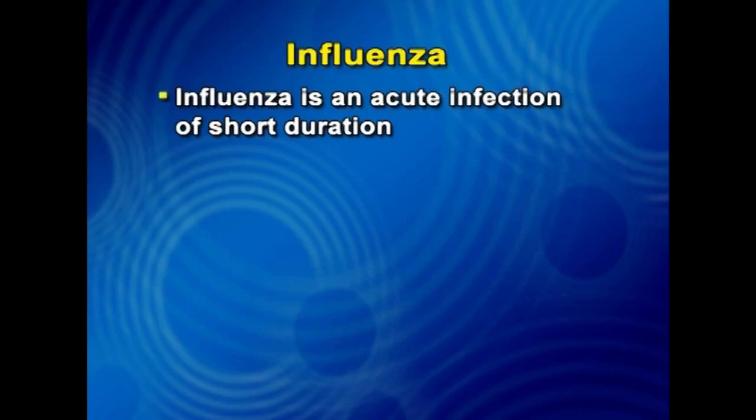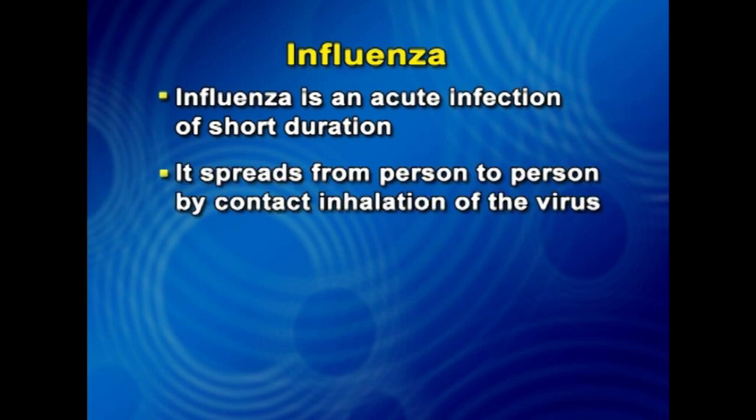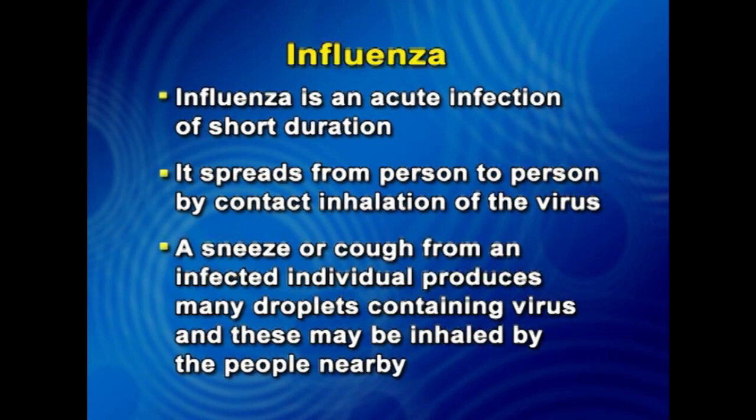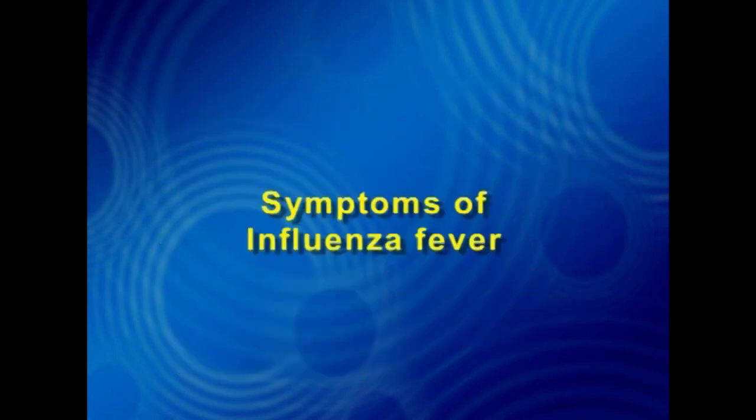Influenza is an acute infection of short duration. It spreads from person to person by contact and inhalation of the virus. A sneeze or a cough from an infected individual produces many droplets containing the virus, and these may be inhaled by the people nearby.